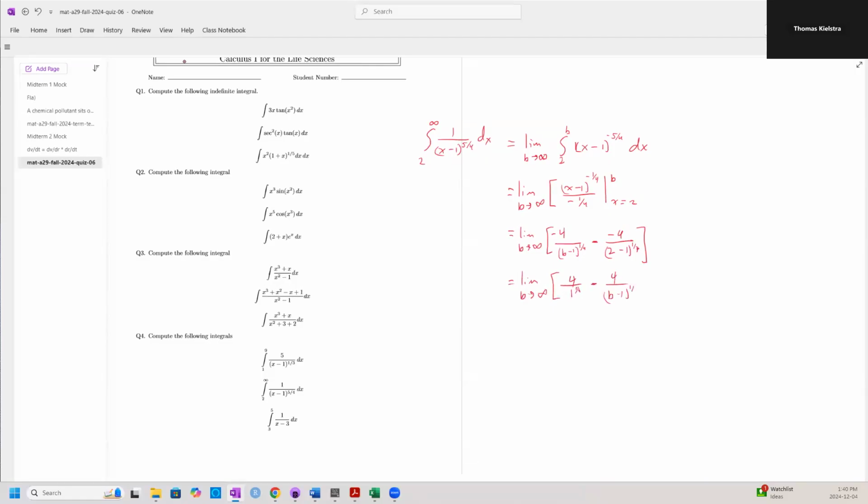which equals the limit as b approaches infinity of 4 over 1 to the 1/4 minus 4 over (b minus 1) to the 1/4, which equals 4 minus 4 over (infinity minus 1) to the 1/4, or a really large number to the power 1/4, which equals 4 minus 4 over a really big number, which equals 4 minus 0, which equals 4. My area is 4.